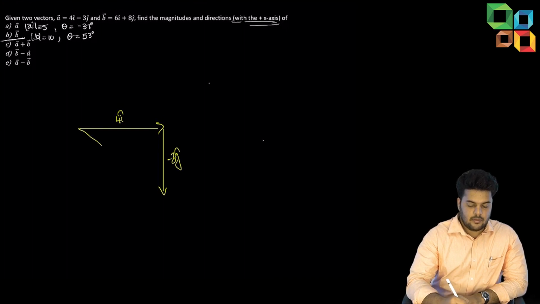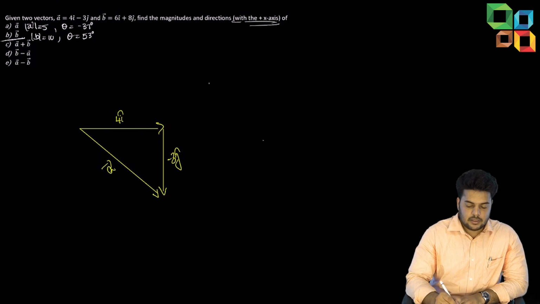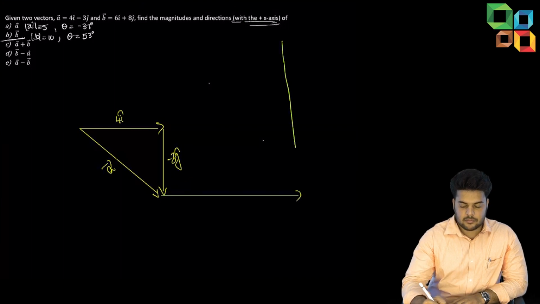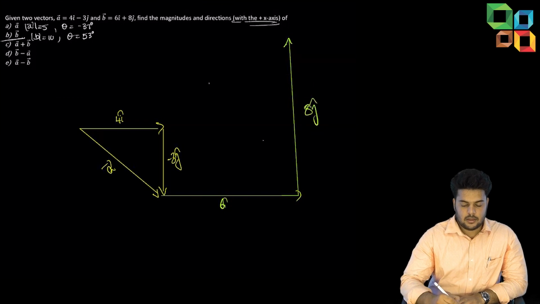This is the A vector. And then let's write the B vector. B vector is 6i cap plus 8j cap. And this is the B vector.